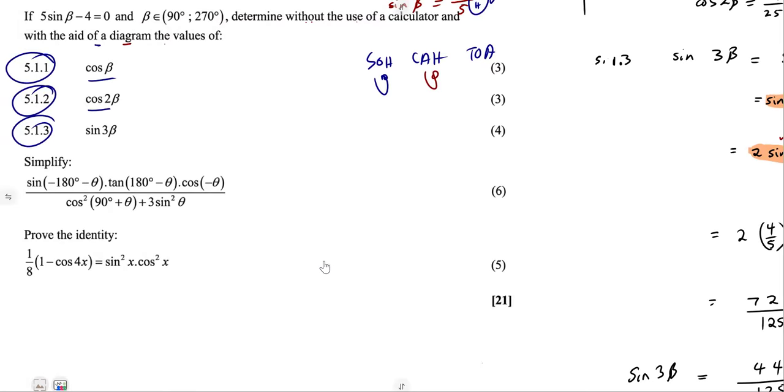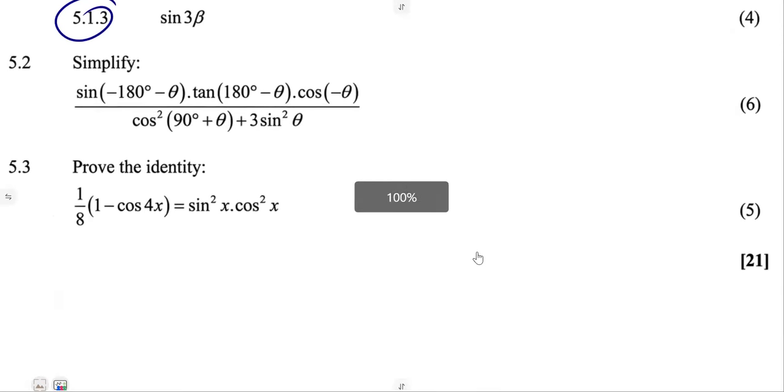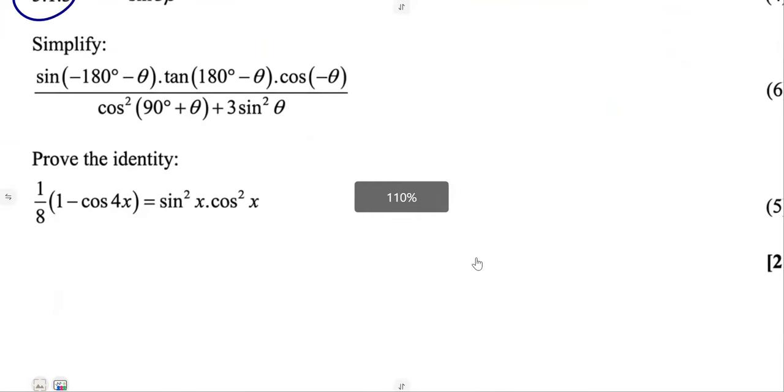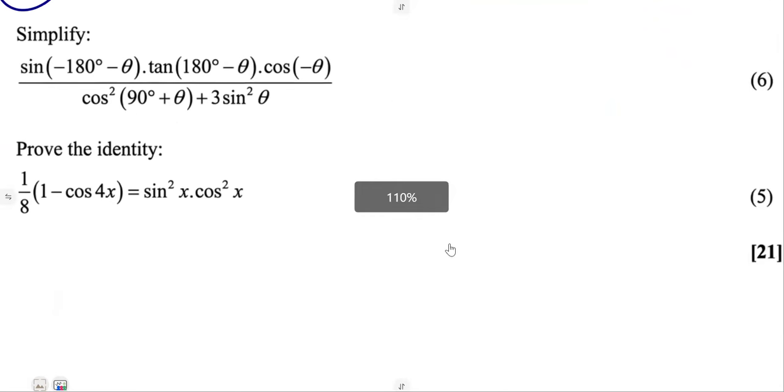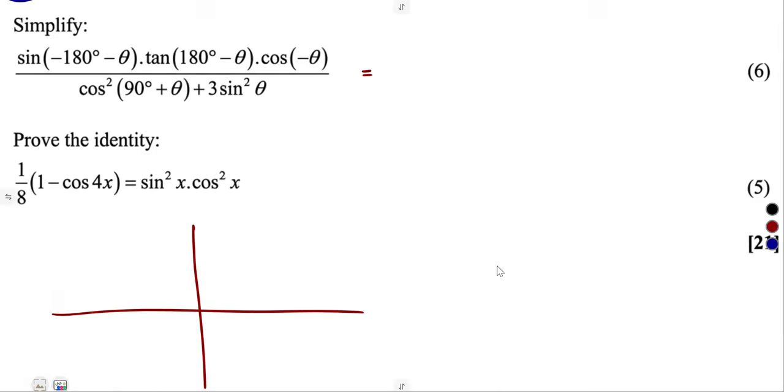Let us move on to another part of our question, which is 5.2. Simplify this for 6 marks. We must simplify this part. Here I'm not going to waste time, because we do understand this concept, reduction of angles. Angles can be reduced to give us acute angles. So I'm going to start with positive angles.